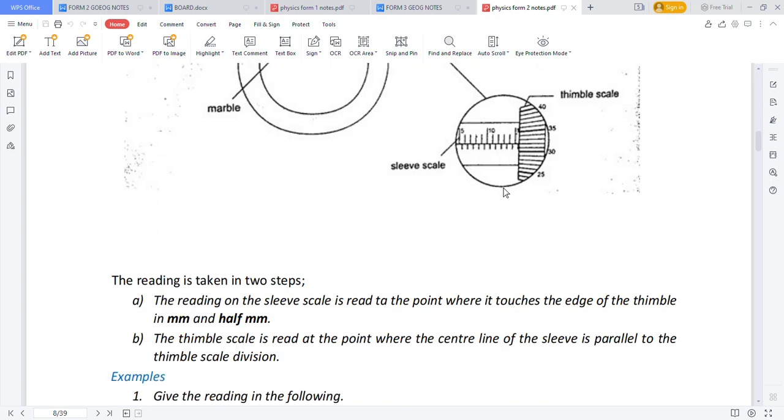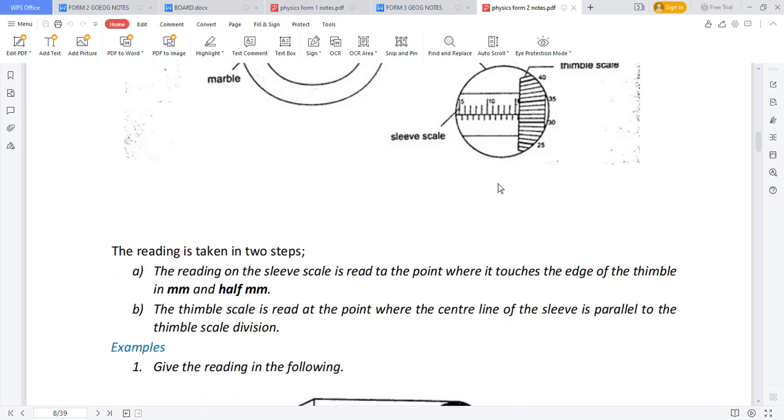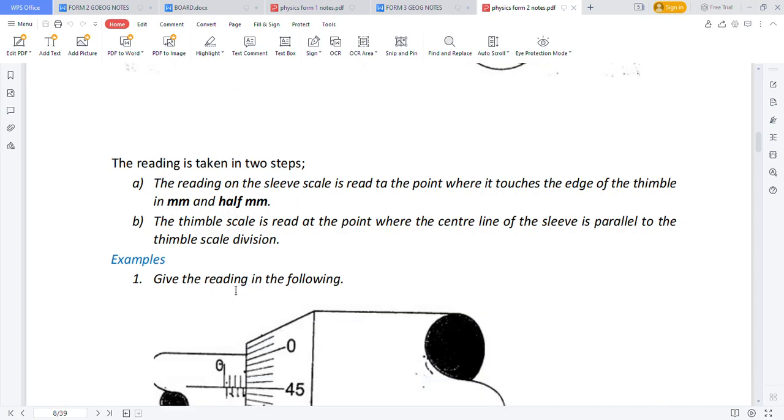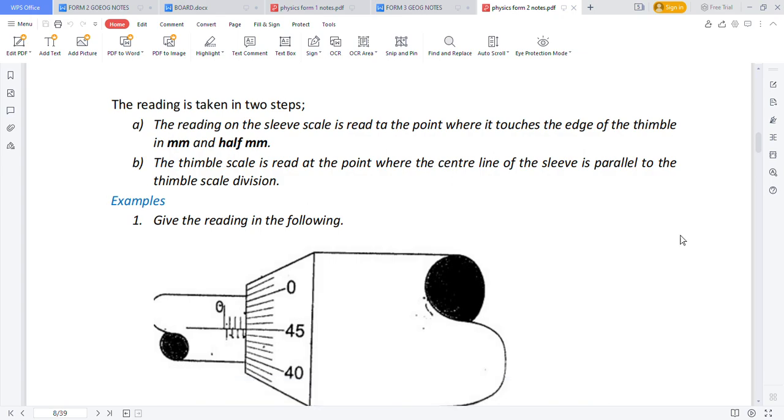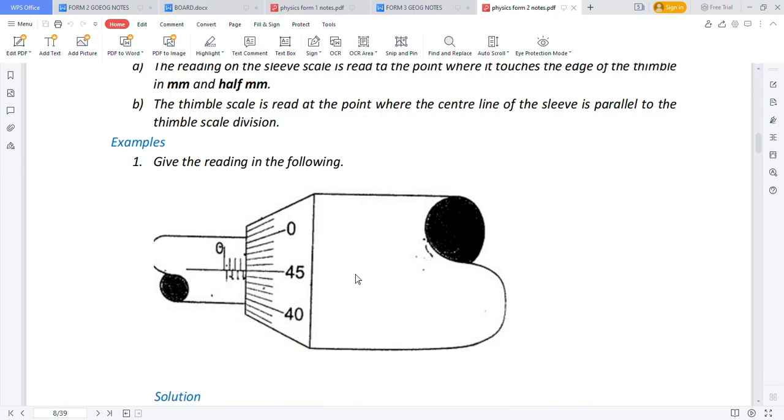The reading is taken in two steps. The reading on the sleeve scale is read at the point where it touches the edge of the thimble, in millimeters and half millimeters. The thimble scale is read at the point where the center line of the sleeve is parallel to a division of the thimble scale. This is what we are talking about.